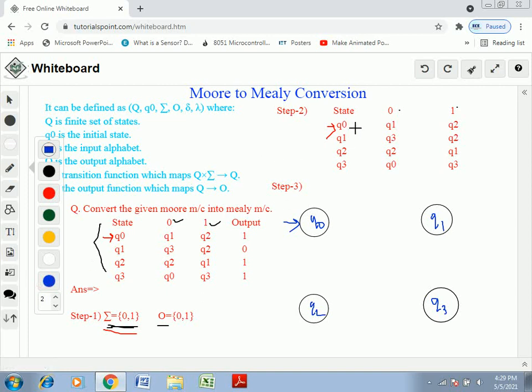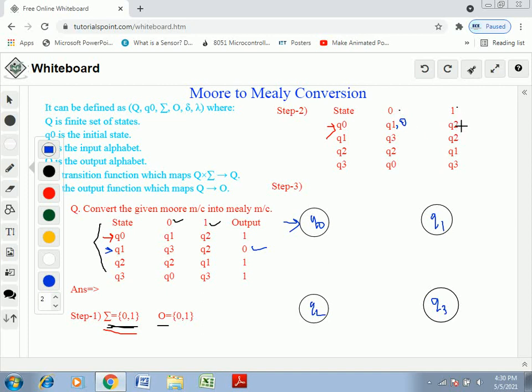First we check the state Q0. For the state Q0, for the input 0 it goes to state Q1. So we have to write the output here. For Q1, you have to see the question: the state Q1 generates the output 0. So in that case we write here a comma 0.